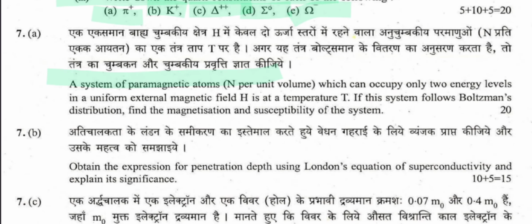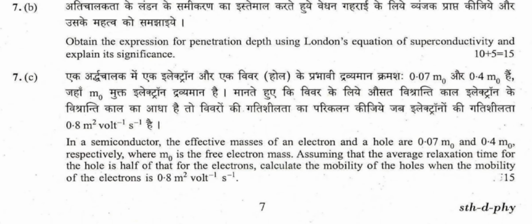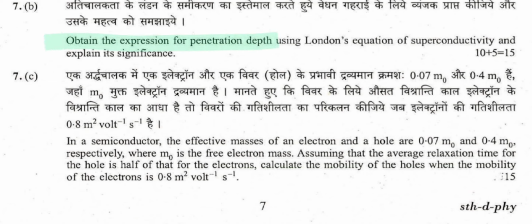7a. A system of paramagnetic atoms, n per unit volume, which can occupy only two energy levels in a uniform external magnetic field, is at a temperature T. If the system follows the Boltzmann distribution, find the magnetization and susceptibility of the system. Question number 7b is here. Obtain the expression for penetration depth using the London equation for a superconductor and explain its significance.